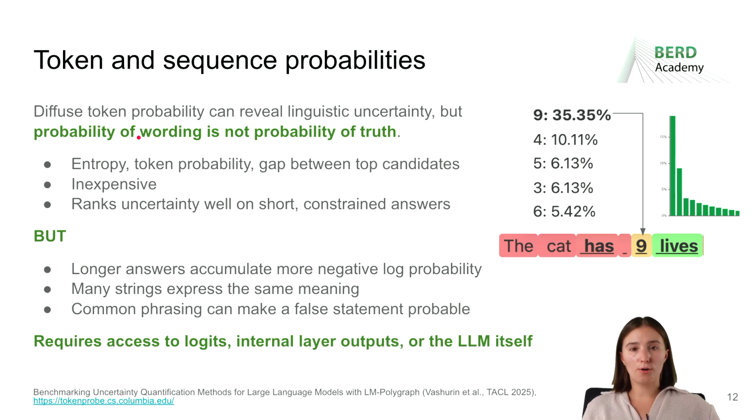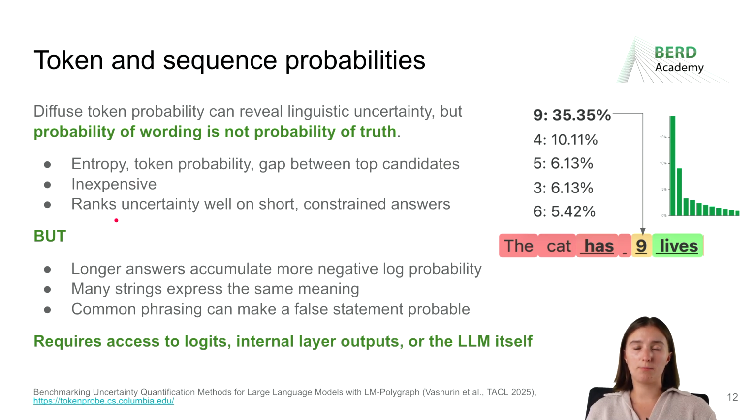Measures that you can use for token and sequence probabilities are like our beloved entropy that we already looked at a lot. We can just look at the token probabilities themselves or the gap between top candidates. These methods are very inexpensive because if you have access to those probabilities, which you only have in open models, you can just, for example, put them into an entropy calculation, which is a very simple mathematical formula.